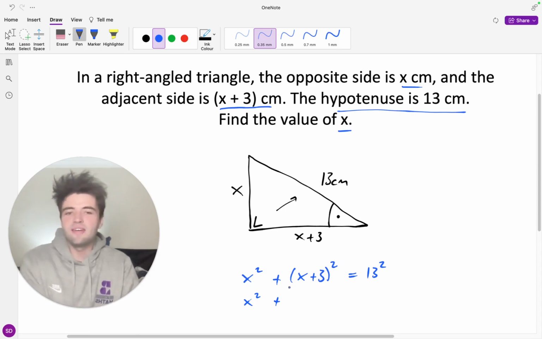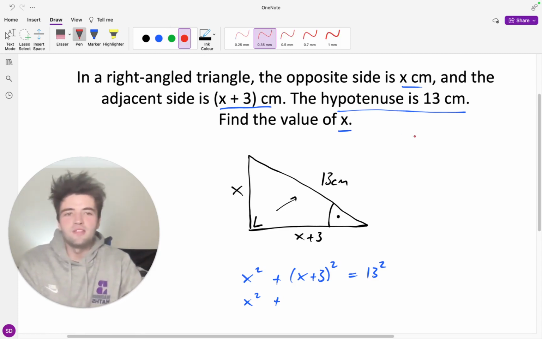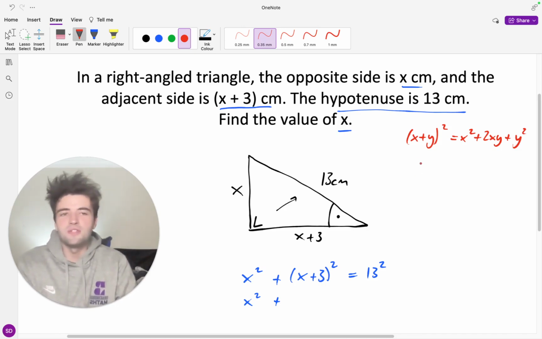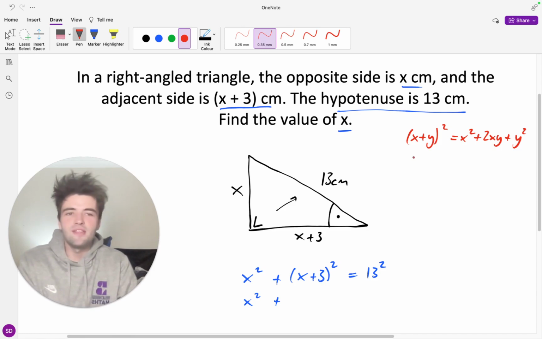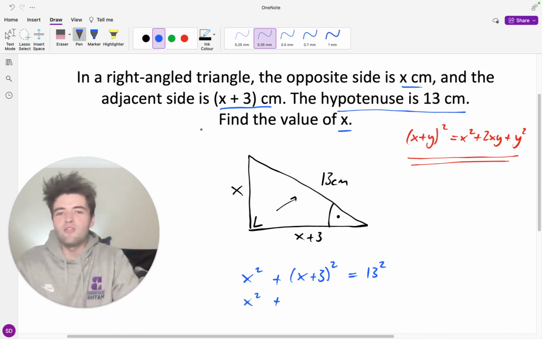And now to expand this bracket, there's always a way we can do this, which I can actually just write up here in the top right corner. And so this is going to be our rule for adding any two things together and squaring them once they're added together, and that is going to be up here in the top right corner. So we have x squared plus 2xy plus y squared, where x is the first thing and y is the second thing. And so we can use that now for x plus 3.